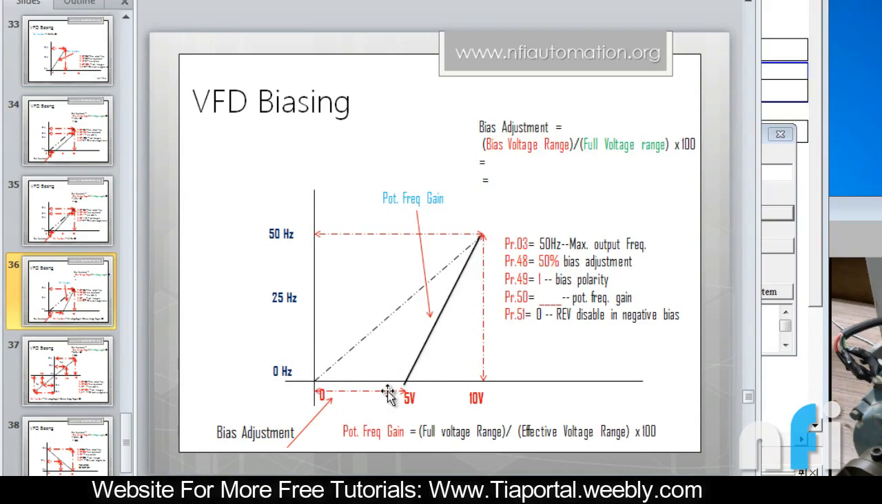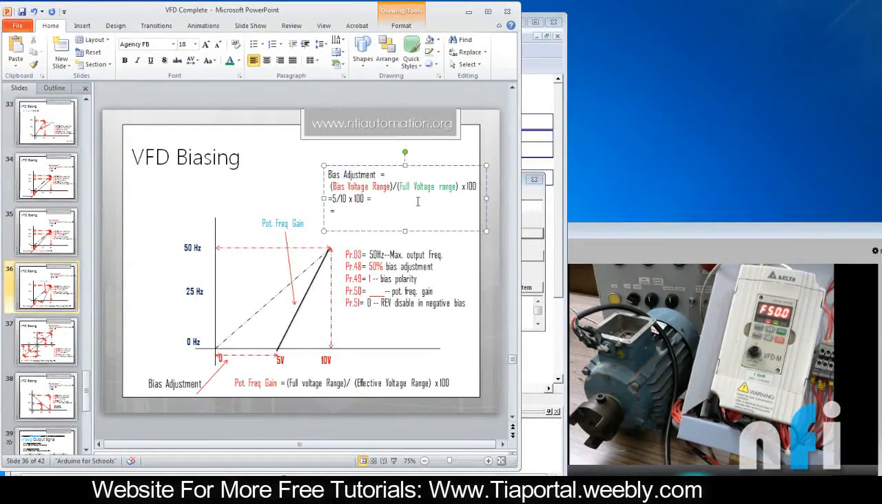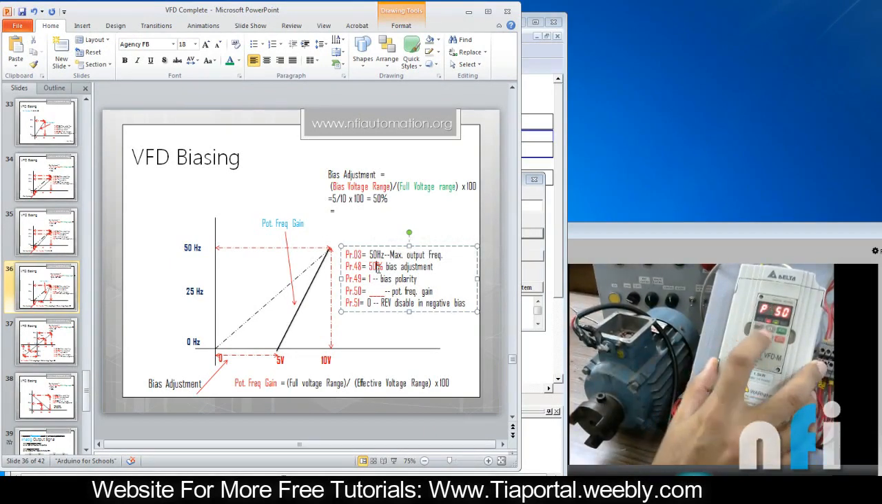So to clip this voltage, bias voltage range, what is that? 5 volts divided by full range 10 multiplied by 100. What is this? Oops, not 1000, it's 100. This is 50%. So the biasing is 50% adjustments. Let's put that in parameter 48. So 48, that should be 50%.